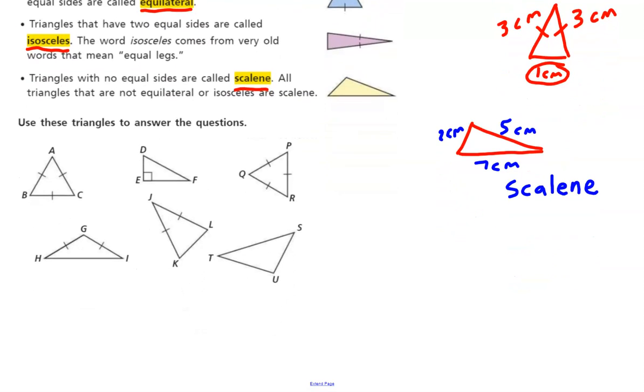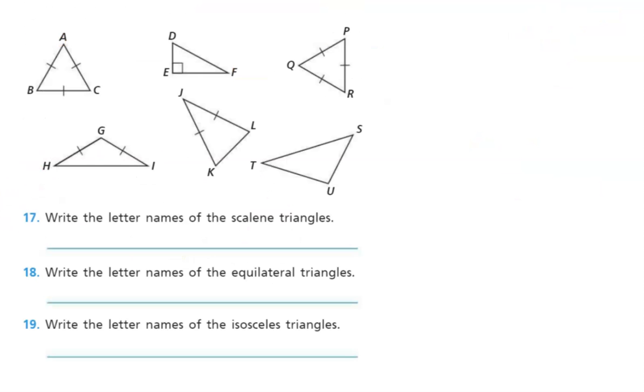So if we were to look down here where it says use these triangles to answer the questions, these are the triangles we're talking about. So let me come over here. It wants you to write the letter names of the scalene triangles. You have to remember scalene is the one that's trying to tell you that there are no sides that are the same. This one right here has no lines that are the same. So we're going to name that triangle, doesn't matter what order you do. Let's say STU, okay? And then another one, I'm going to check that one off for now.